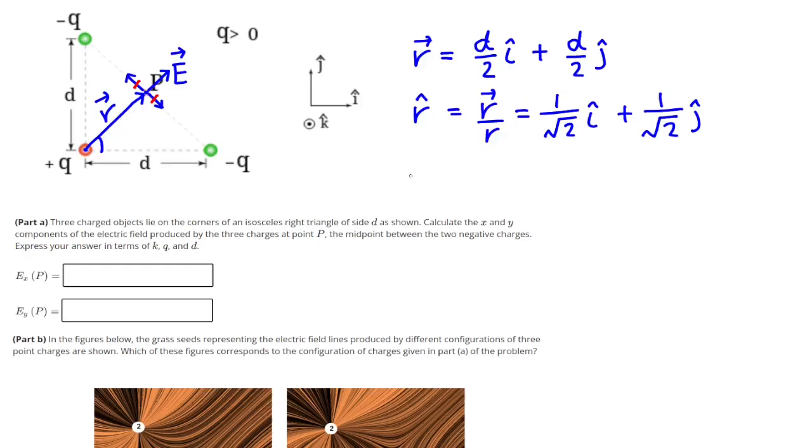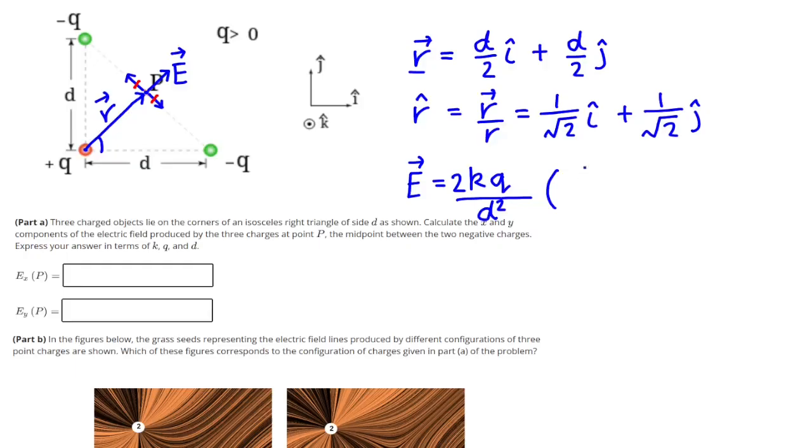So now we can calculate the electric field as Coulomb's constant times the charge over the squared distance between the charge and point P. So that will be the squared magnitude of r, or d squared on 4 plus d squared on 4, which is d squared on 2. So we can write d squared on 2 in the denominator. And that's multiplied by r hat, being the unit vector in the direction of the electric field.